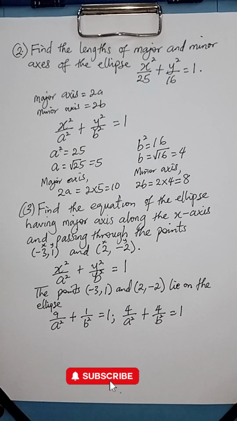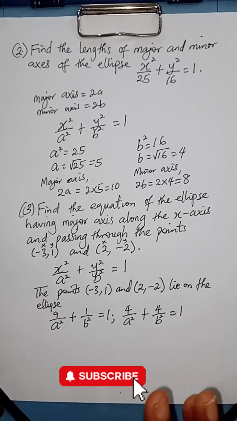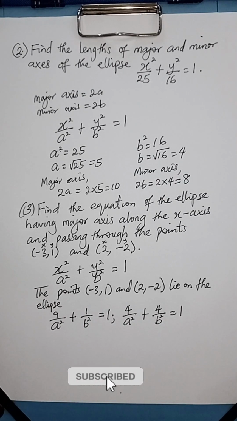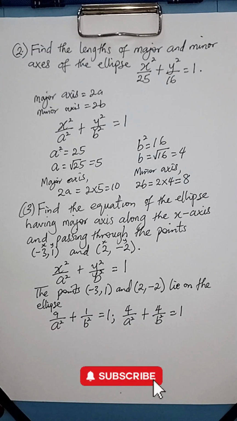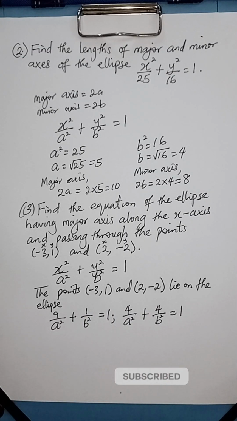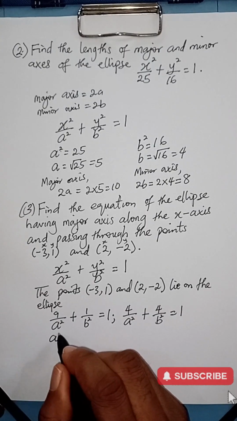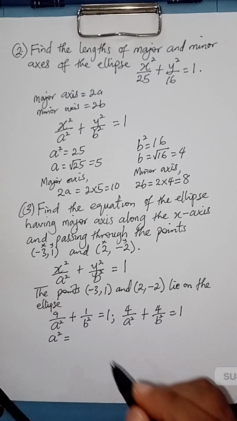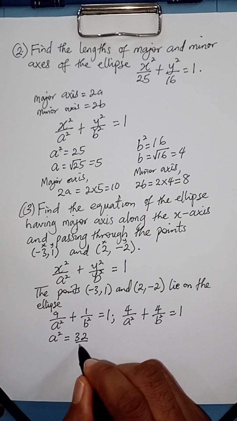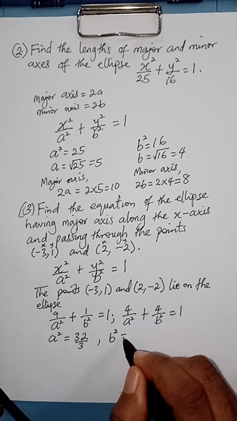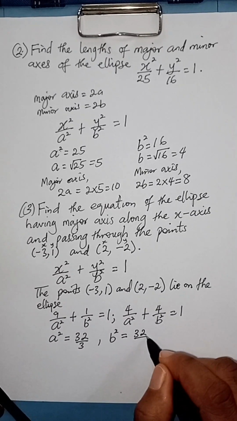Now you're going to solve these 2 equations simultaneously. If you do that, I'm not going to show you how to do that simultaneous equation. It's very easy. You can check one of my previous videos. I guess I have treated simultaneous equations. If not, let me know. This will give you a squared equal to 32 divided by 3. And b squared will be 32 divided by 5.